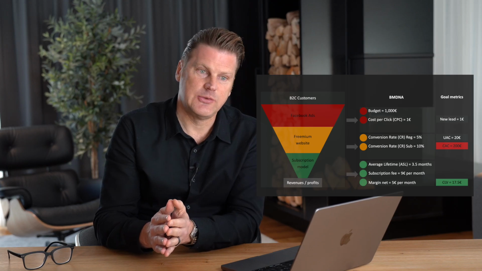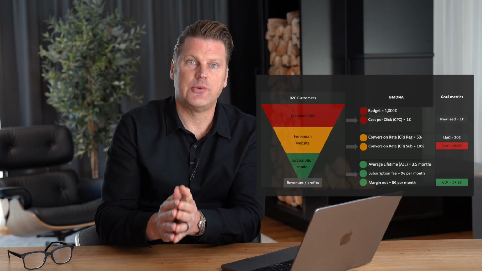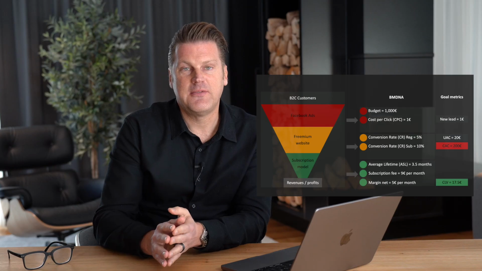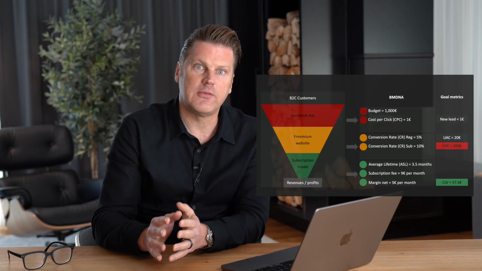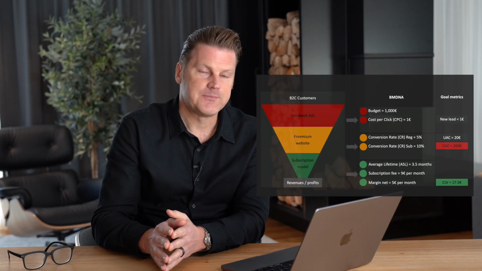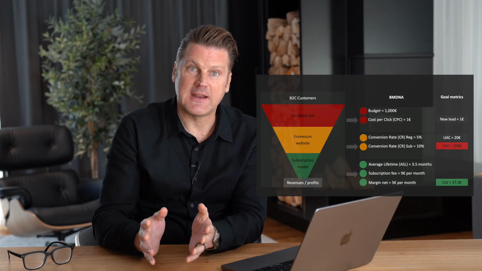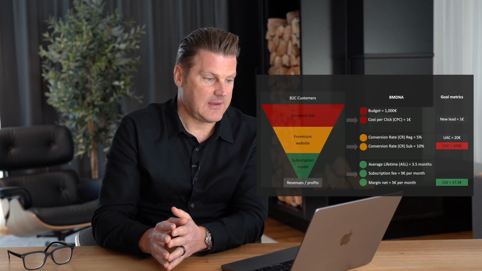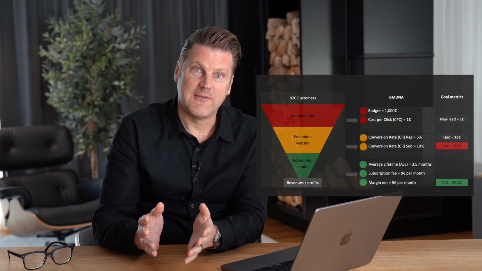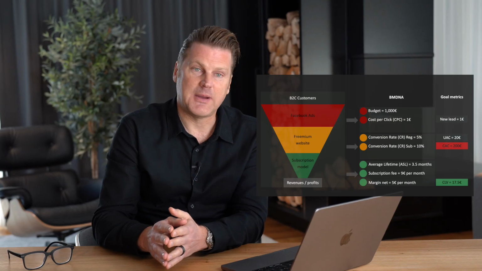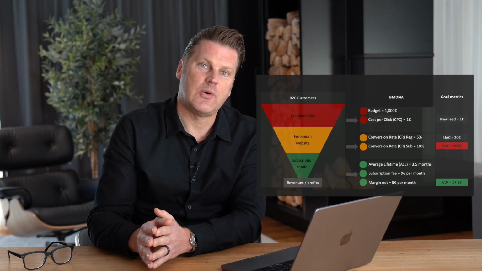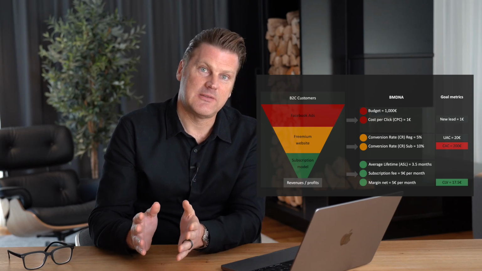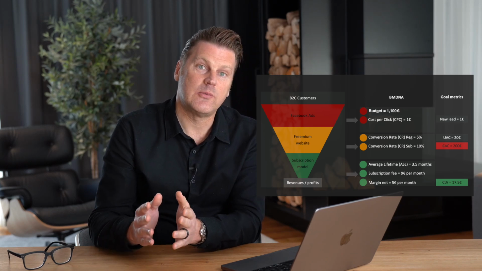The next thing we can do with this example is I can show you how you use this simple factor analysis to figure out what metrics are important and which ones are not for your goal. So let's start the simple factor analysis. You remember we need to start with the first metric, let's say it's the budget, and we increase the value by 10%. So we increase the budget from 1,000 euros to 1,100.